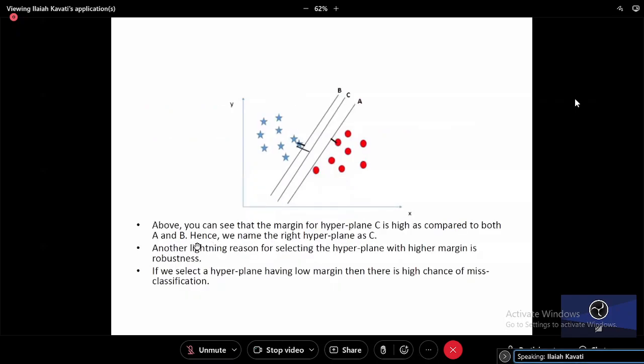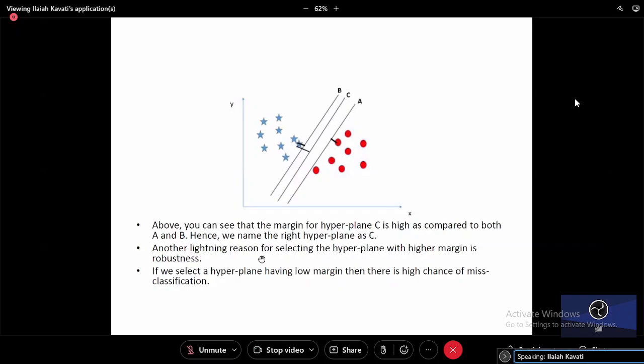See here in this diagram, you can see that the margin for the hyperplane C is high compared to both A and B. So hence we name the right hyperplane as C. This will maximize the margin. One more important thing is that if there is a bit more distance, we can segregate perfectly. So it is very robust, right?